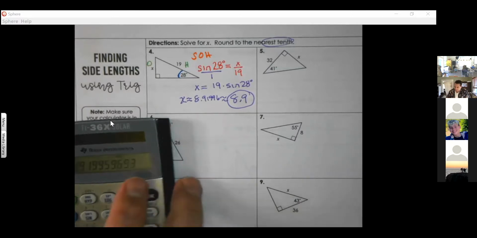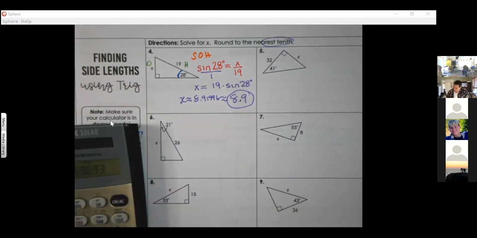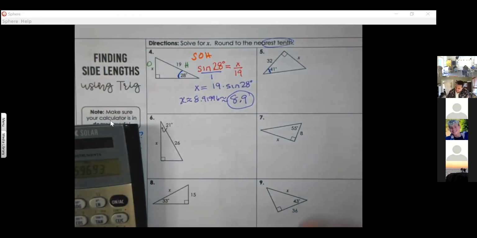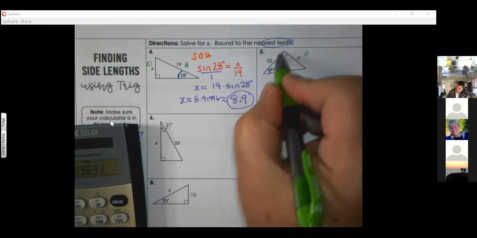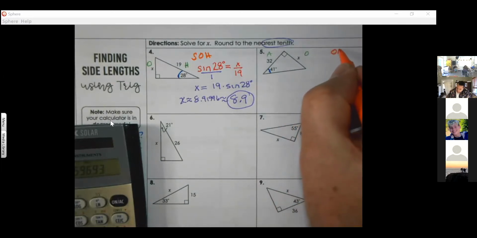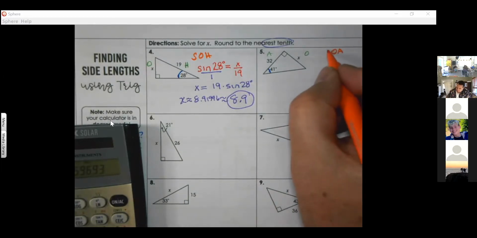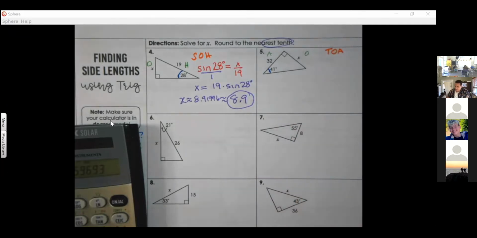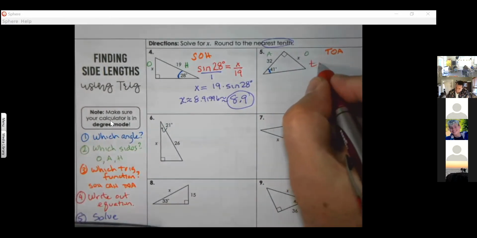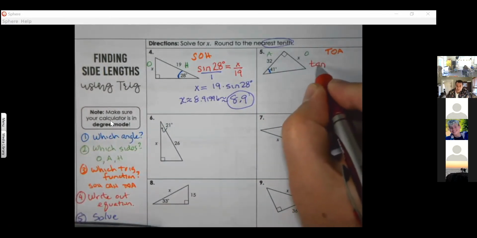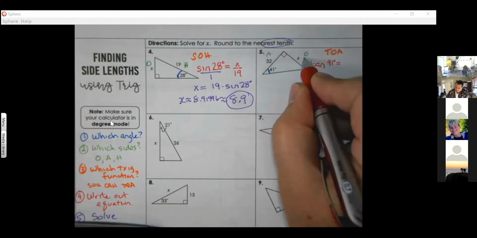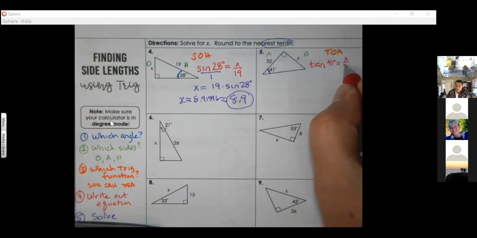Okay, let's try number 5. So step 1 is I have to identify where the angle is. Okay, it's down here. Relative to that, that tells me that over here is my opposite and this is my adjacent. If I'm dealing with opposite and adjacent, SOHCAHTOA, that's tan. Step 4, write out the equation. Always, always, always after the tan part comes the degrees, 41 equals opposite over adjacent, so x over 32.